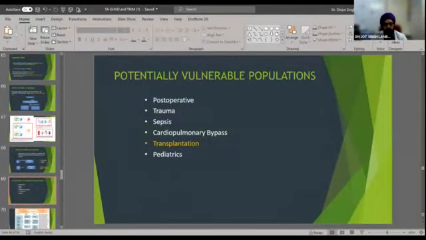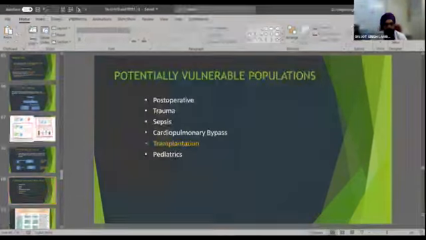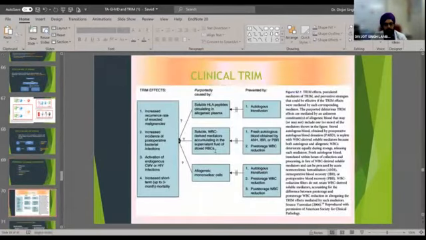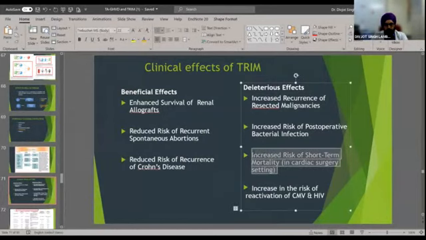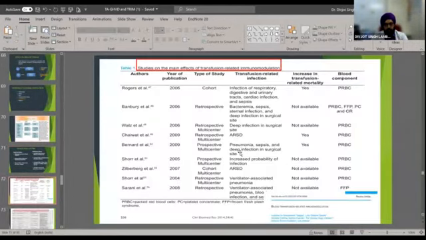Potentially vulnerable populations are post-operative patients, trauma, sepsis, cardiopulmonary bypass, transplantation, and deaths. So what are the clinical effects? There are beneficial effects as well as deleterious effects. The beneficial effects are enhanced survival of renal allografts and reduced risk of recurrent spontaneous abortions. The deleterious effects are recurrence of resected malignancies, increased post-operative infection, and increased risk of short-term mortality in cardiac surgery. This is a proven effect of TRIM. It is also proven that leukoreduction helps cardiac surgery patients by reducing mortality and post-operative infection.